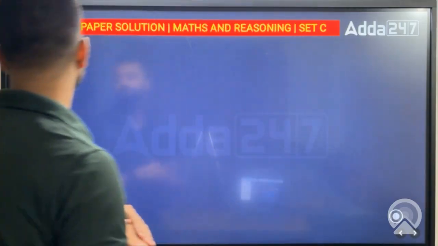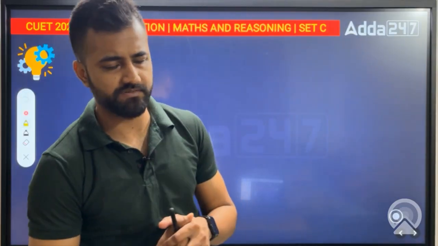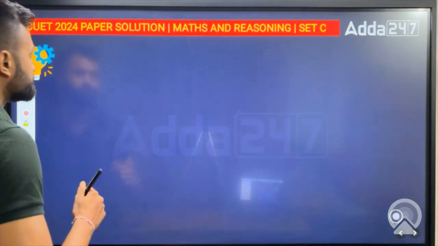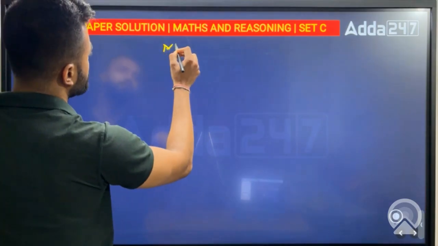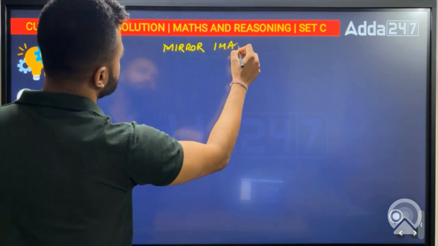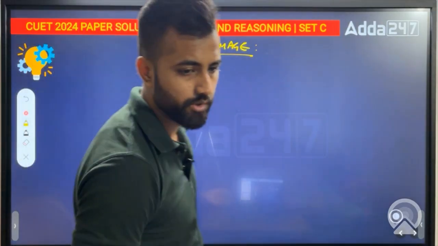Okay, now see. So some students, they were having doubts, they texted me personally, they wanted to learn how to solve mirror images and water images questions. So let me show that quickly. Okay, it's very simple. See, when I say mirror image, it's quite simple. So you have to understand one word, which is symmetrical, or symmetricity.